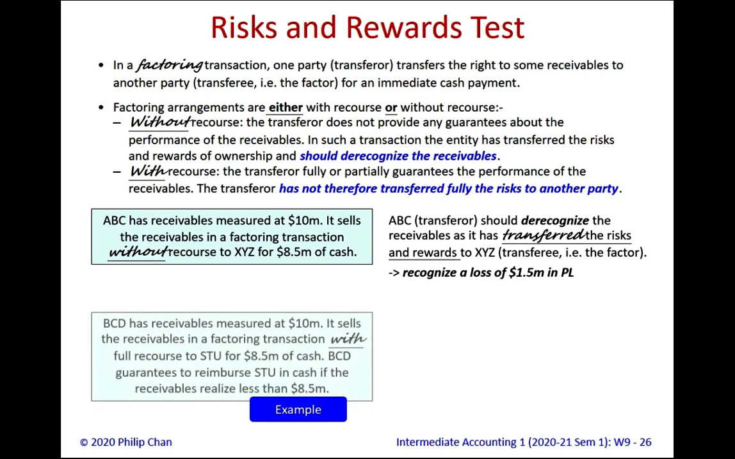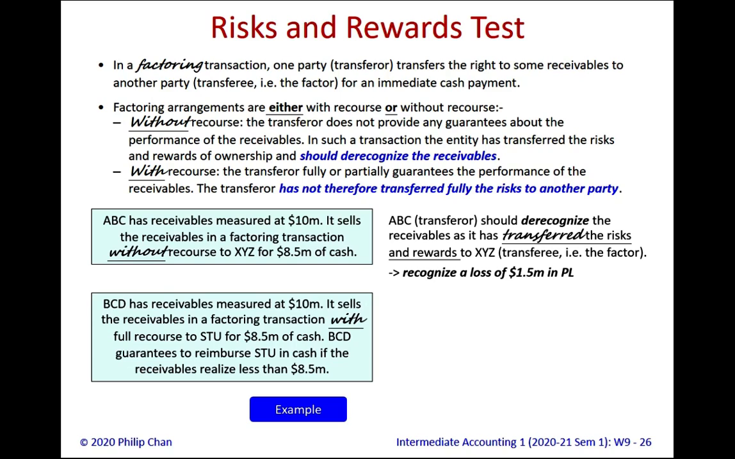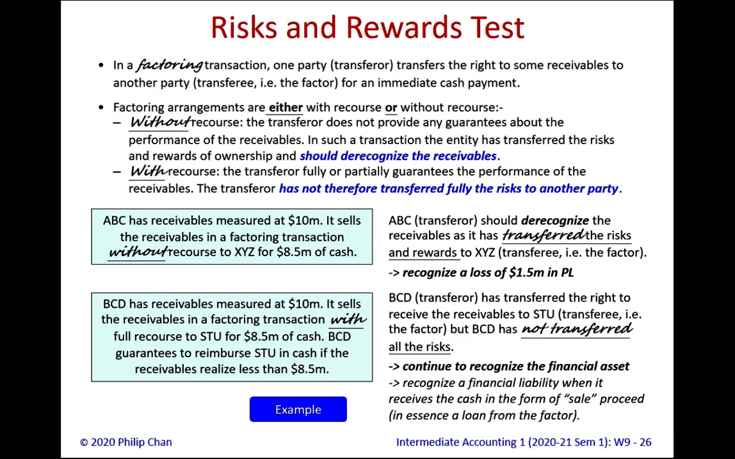Second example, BCD has a receivable measured at 10 million, the same value. It sells the receivable in a factoring transaction with full recourse to STU, the factor, for the same price, 8.5 million of cash. BCD guarantees to reimburse STU in cash if the receivable realizes less than 8.5 million. So therefore, BCD still retains some risk and rewards on that receivable. So in this case, we cannot derecognize that receivable.